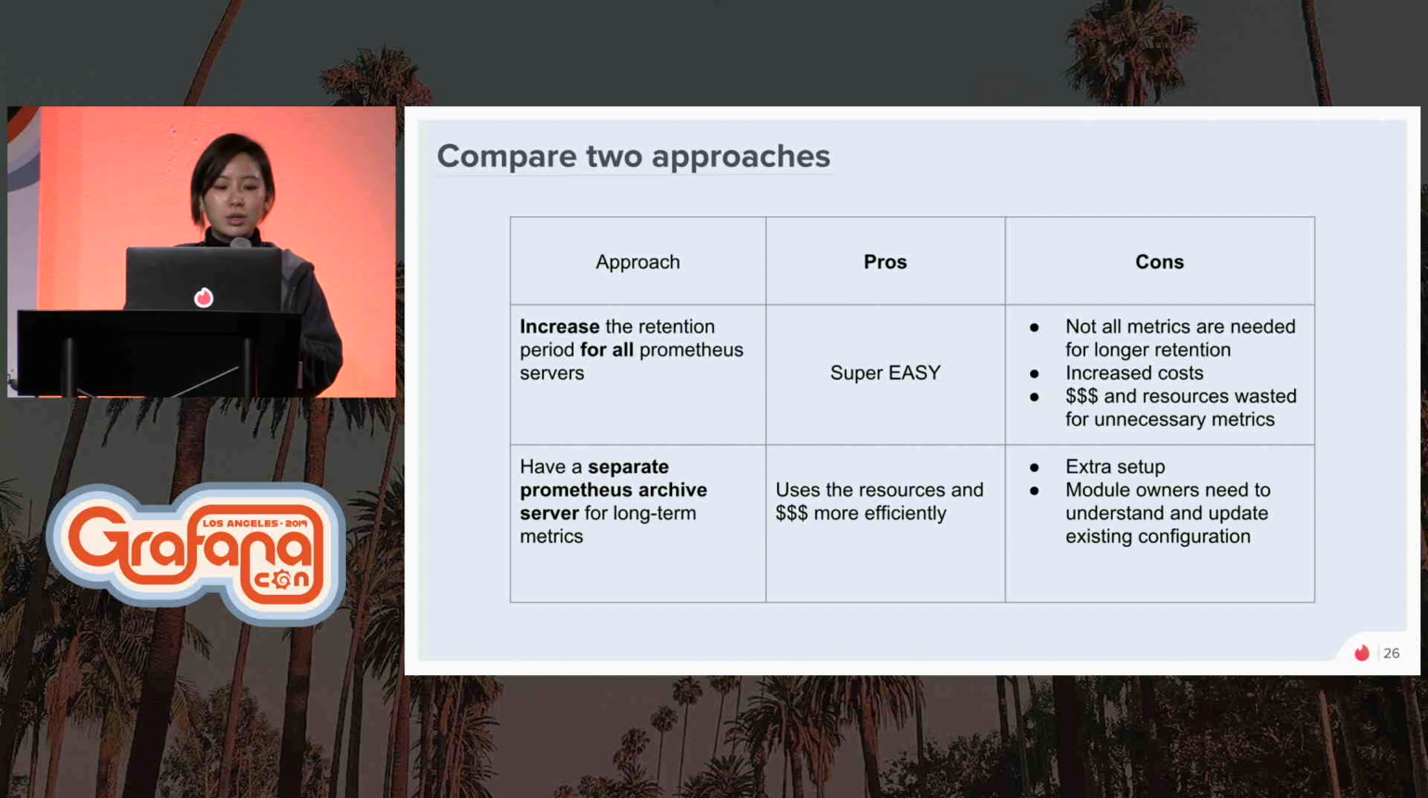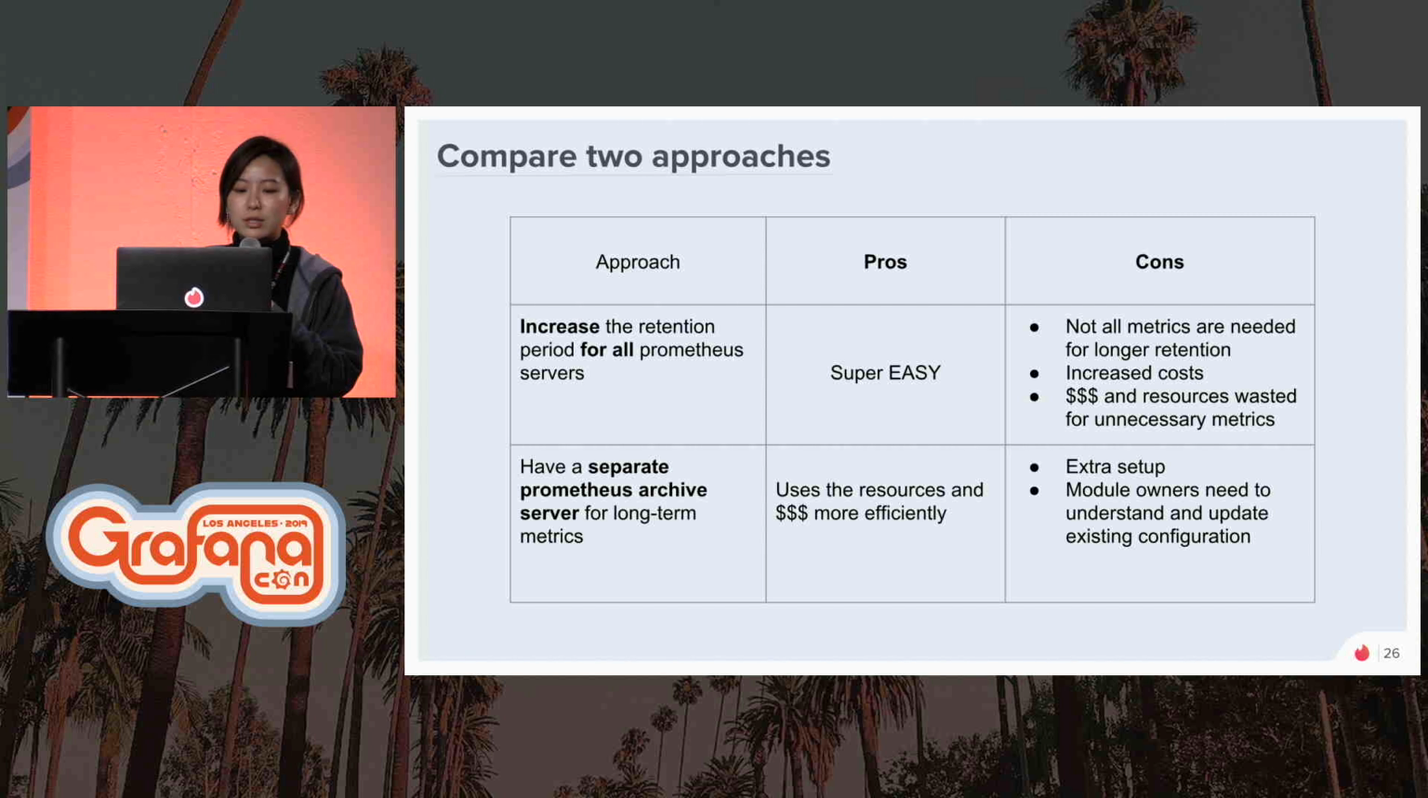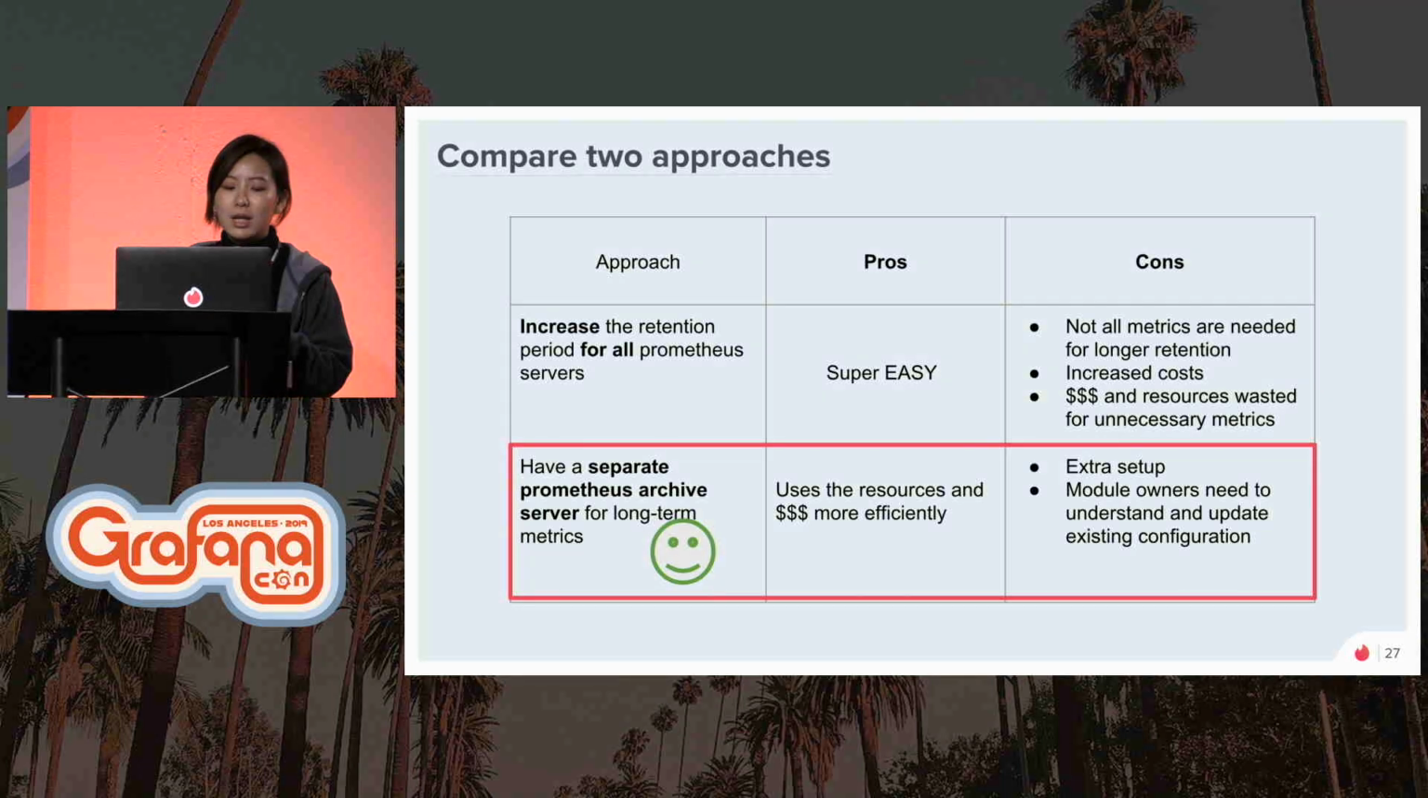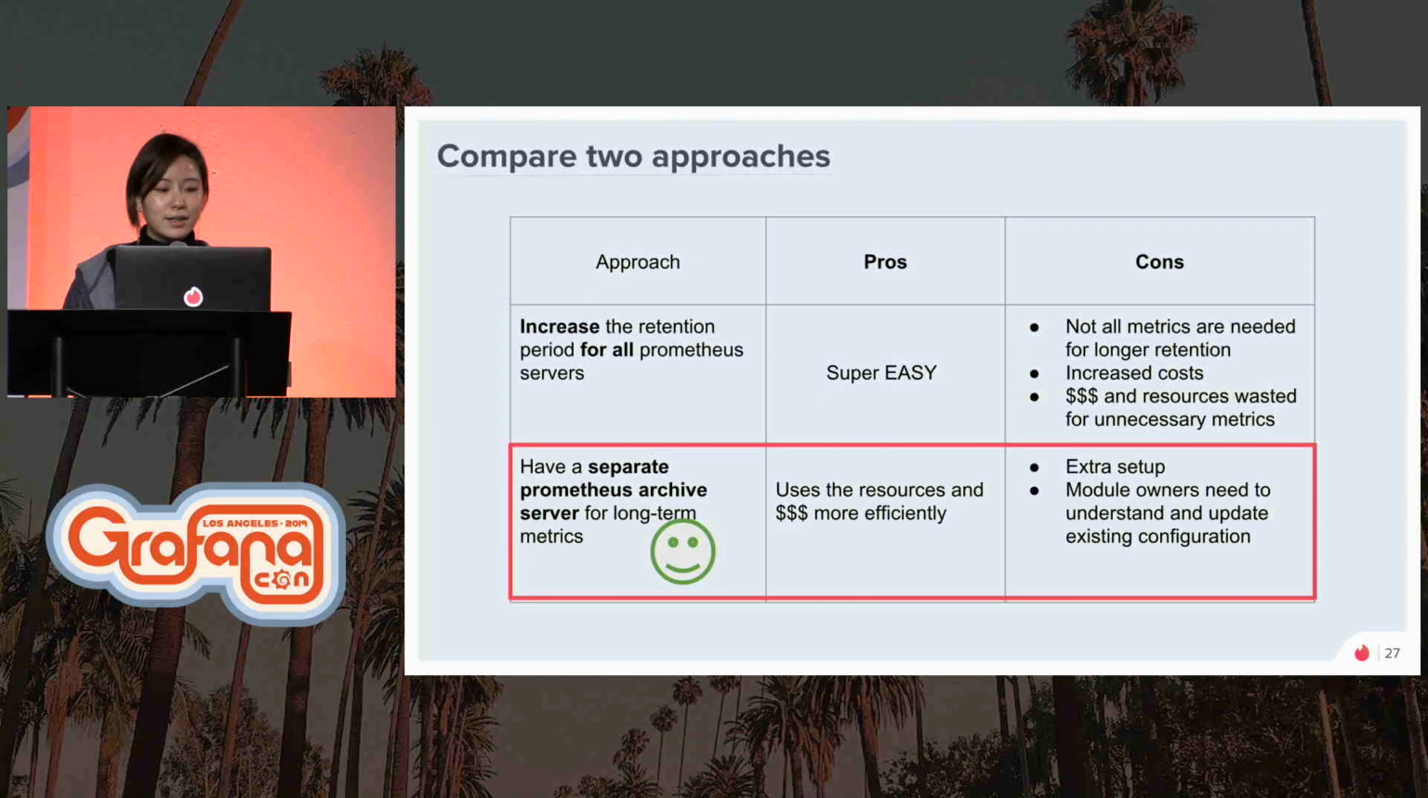The second approach is to have a separate Prometheus archive server for only keeping those key items for longer term, which will help us use the resources and the budget in a more efficient way. Although this way it requires the actual setup, and the module owners need to understand and update the existing configuration. After the comparison, the answer is quite clear. We should implement the second one.